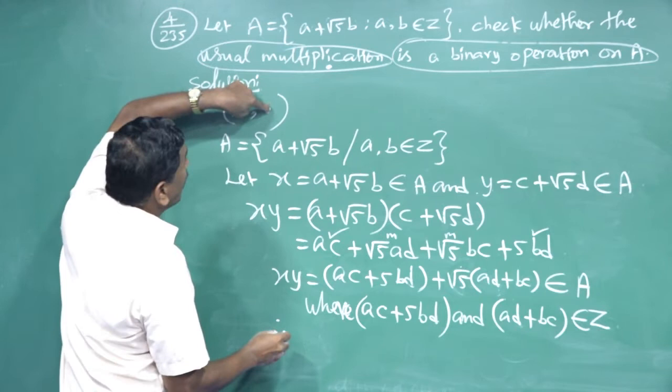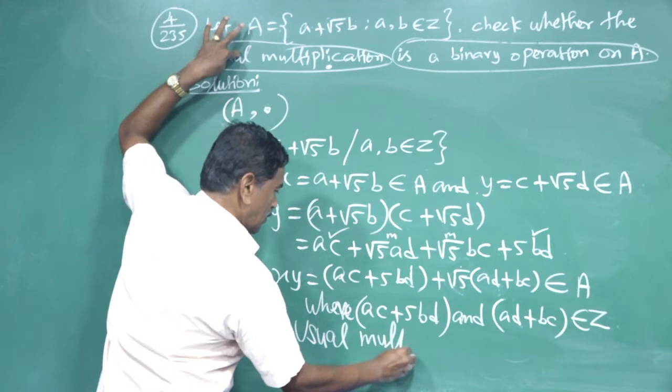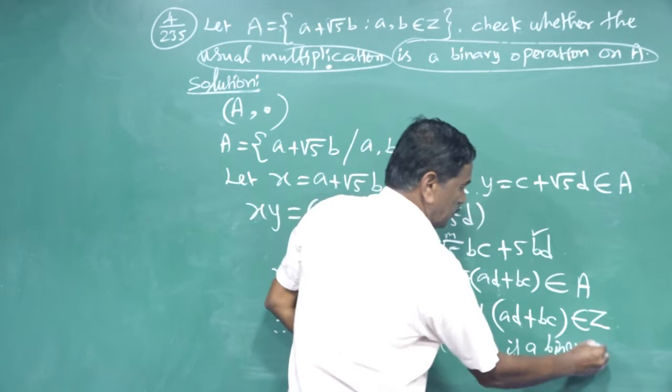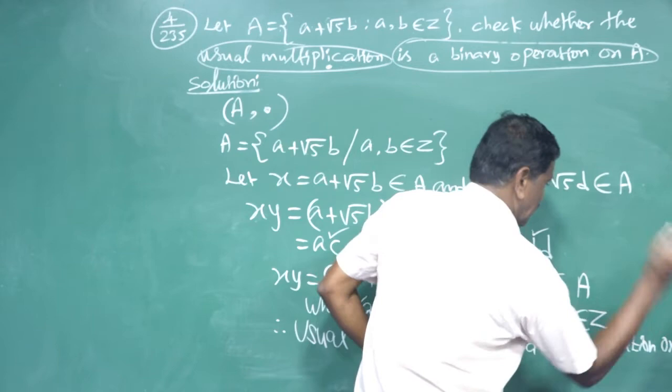Therefore, usual multiplication is a binary operation on the set A, that's all. So, this is the required answer.